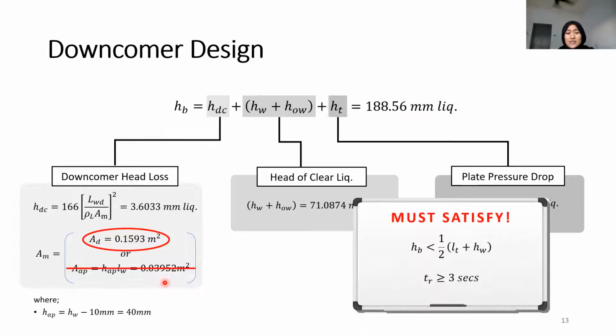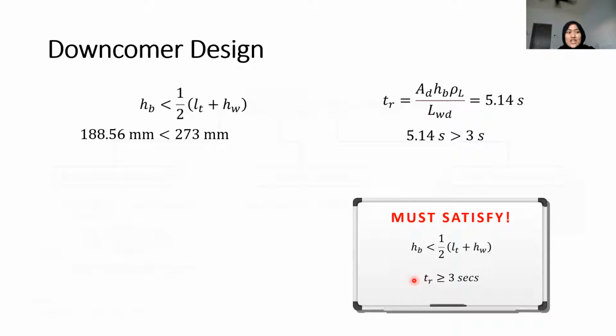The design, however, must satisfy these conditions, where the downcomer backup should be less than the froth height and the residence time should be at least 3 seconds or more. Next. So in this case, by substituting our values in the formula, the downcomer backup and residence time satisfy the values, making this design acceptable.